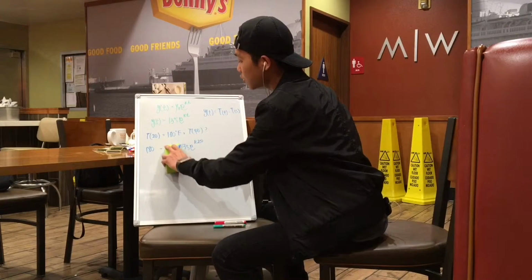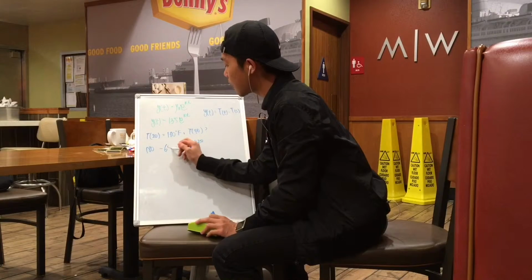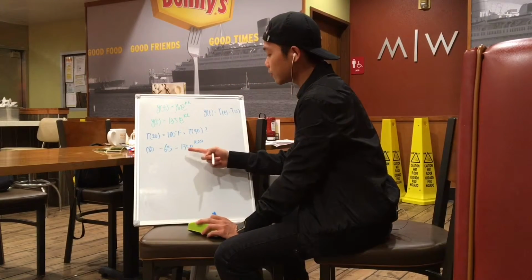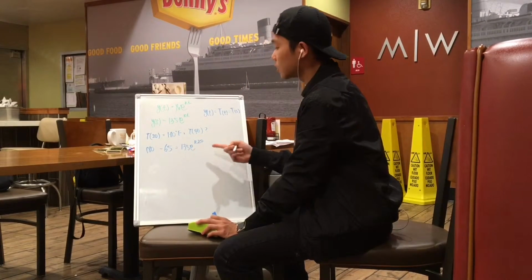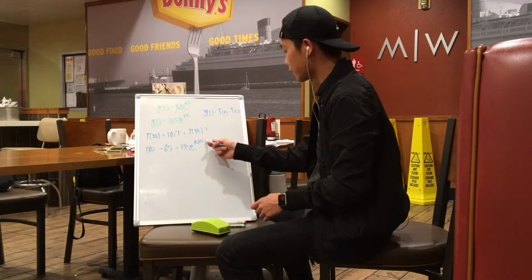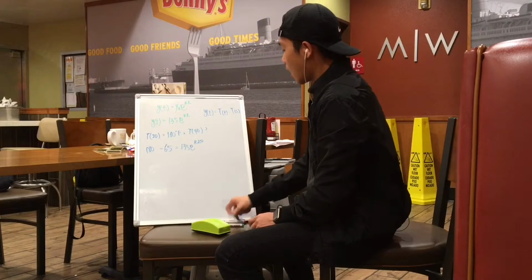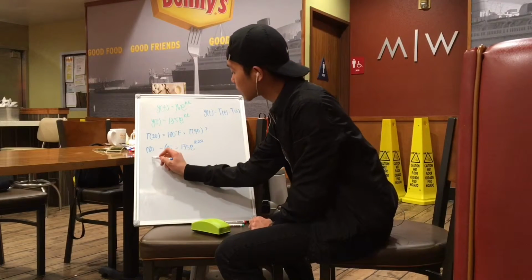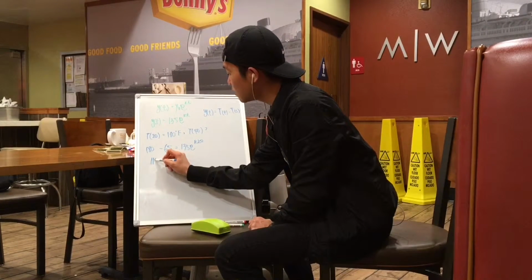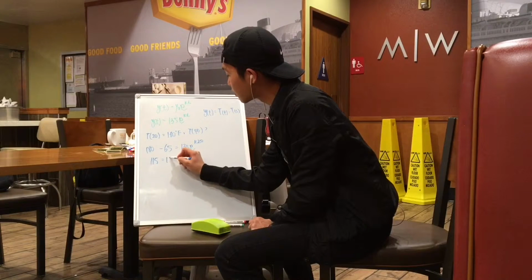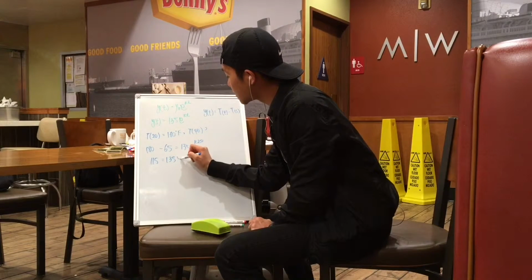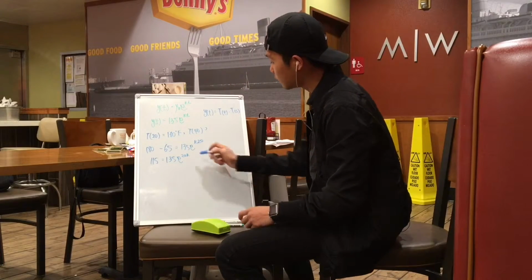Minus the surrounding temperature, T of s, which was 65, equals 135 times e to the k times 20, which was 20 minutes. That's why we have time t replaced by 20. So 180 minus 65 was 115, which equals 135 times e to the 20k. I'm going to bring the 20 to the front before the k.